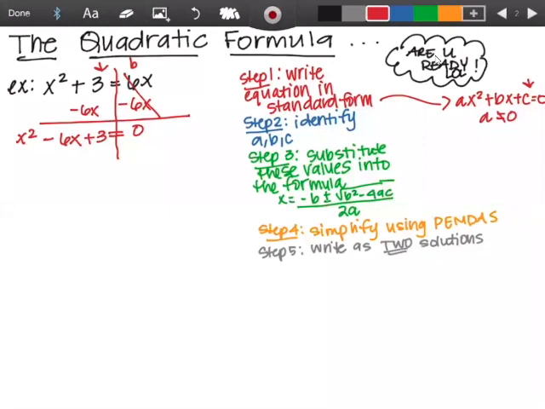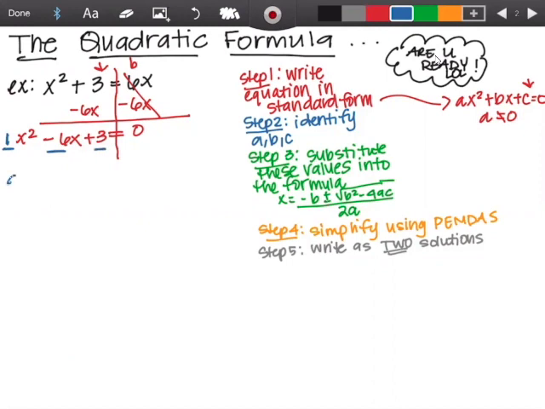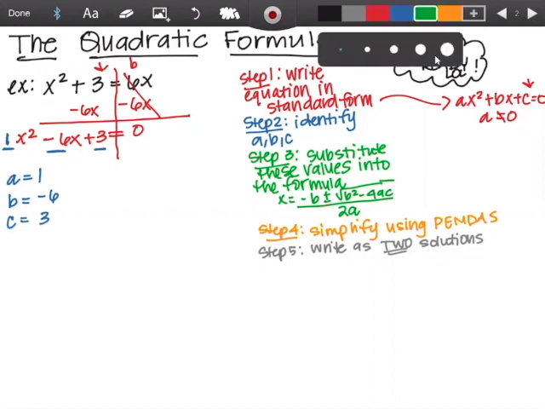All right. So now step number 2 wants us to identify a, b, and c. Because there's nothing in front of this x squared, that's an invisible 1. B would be negative 6 and C is 3. So A is equal to 1, B is equal to negative 6, and then C is equal to 3. It is very important that you write this down somewhere when you're solving it just to keep yourself on track. All right, now step number 3 is to substitute these values into the formula.